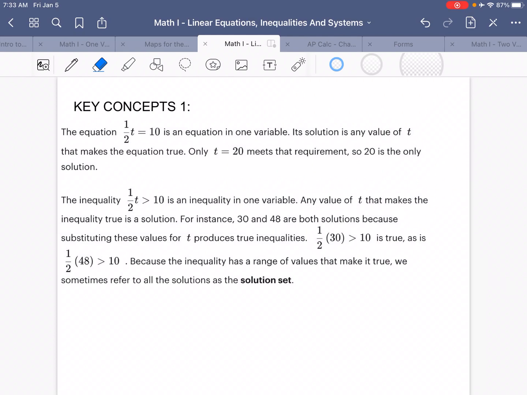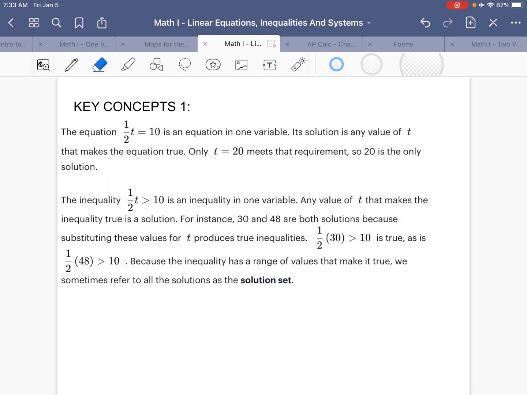This is from day 19, a cool down called Seeking Solutions. The equation 1/2 t equals 10 is an equation in one variable. Its solution is any value of t that makes the equation true. Only t equals 20 makes that true, so 20 is the only solution.